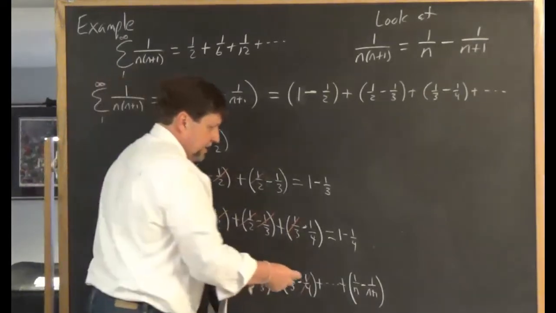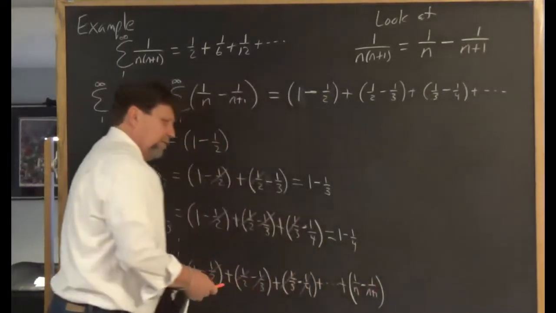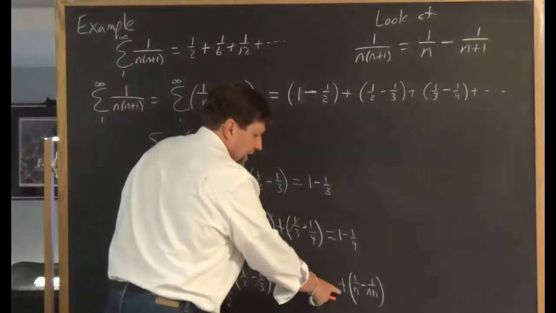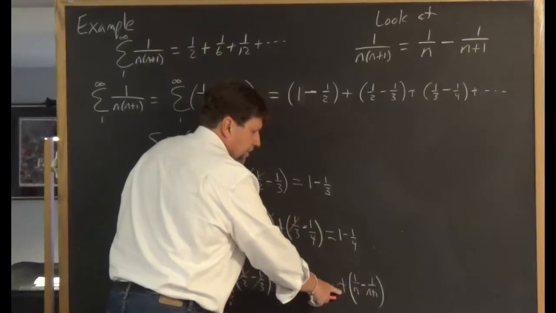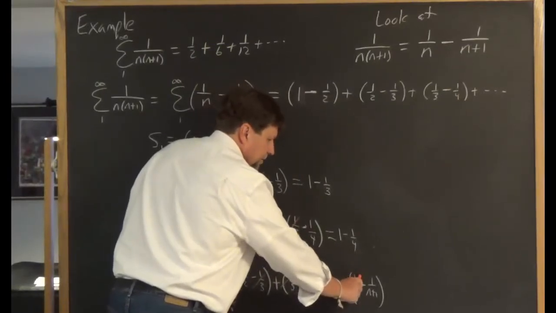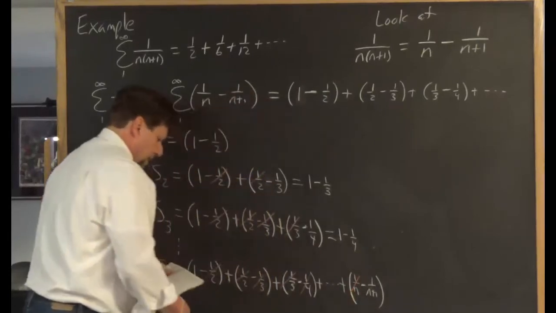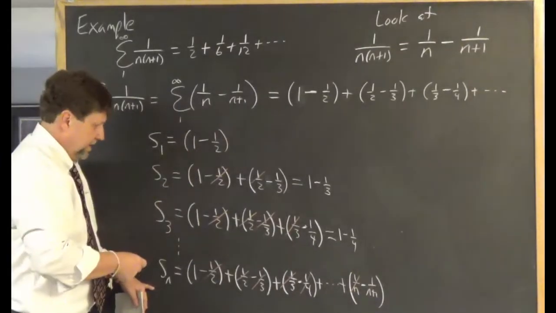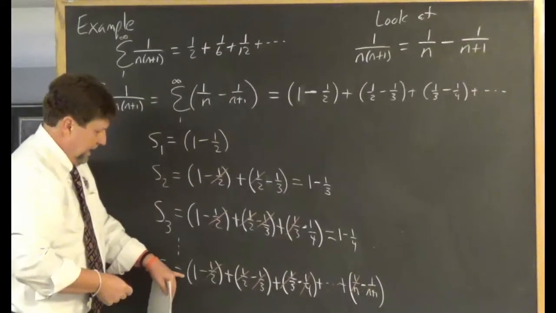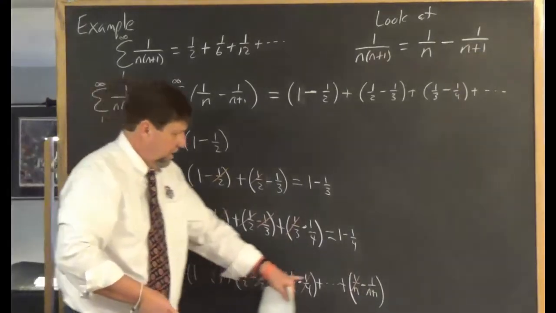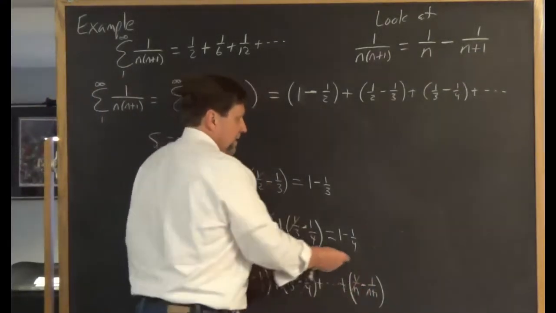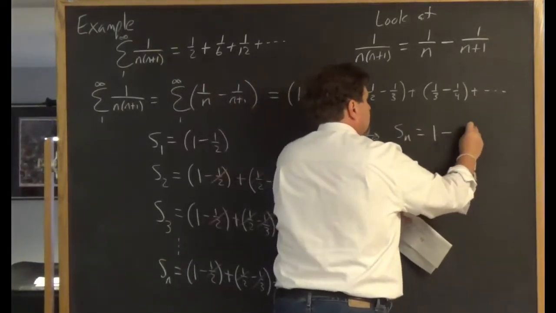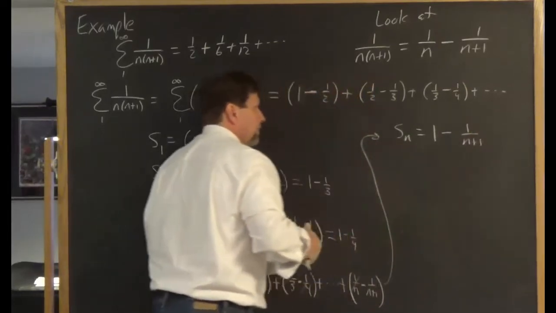But the real question is, will anything in that last grouping of the nth partial sum cancel out? And it's in this very last term, there would be something that would cancel. There would be a minus 1 over n that would cancel with that 1 over n. So look at what we have. And I'm going to pull it up over here because I'm running out of room. We have S sub n equals 1 minus 1 over n plus 1.